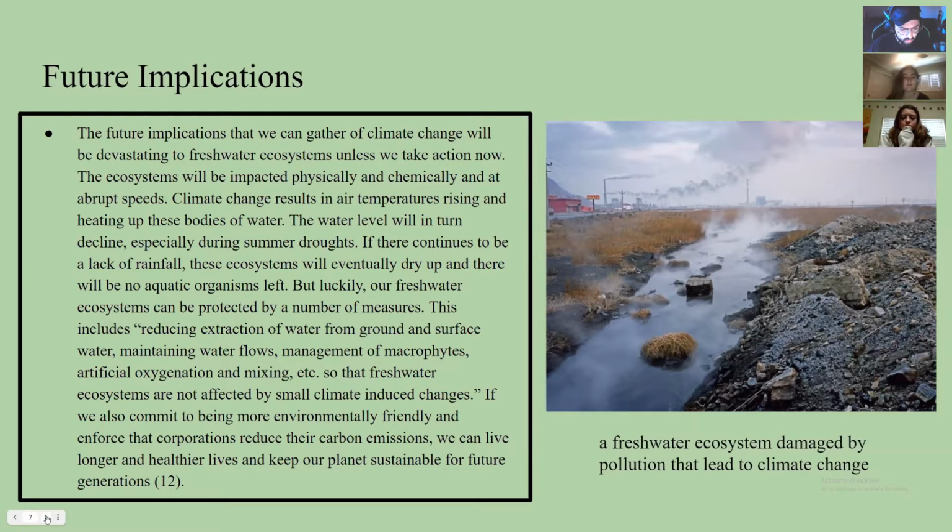But luckily, our freshwater ecosystems can be protected by a number of measures. This includes reducing extraction of water from ground and surface water, maintaining water flows and management of macrophytes, artificial oxygenation and mixing, etc., so that freshwater ecosystems are not affected by small climate-induced changes. If we also commit to being more environmentally friendly and enforce that corporations reduce their carbon emissions, we can live longer and healthier lives and keep our planet sustainable for future generations.